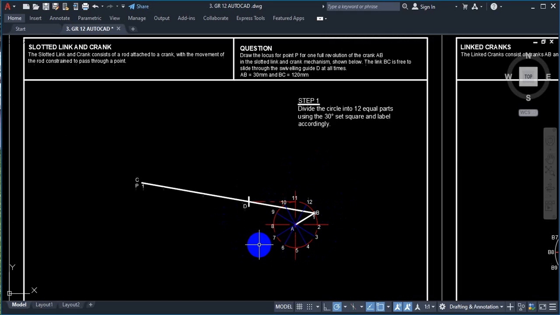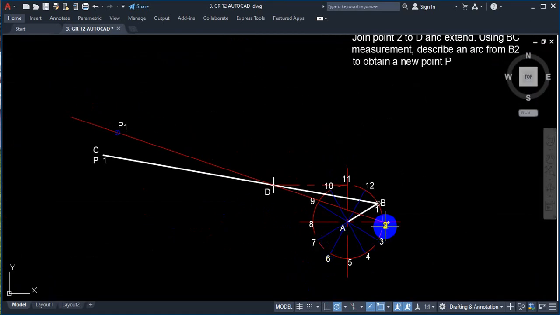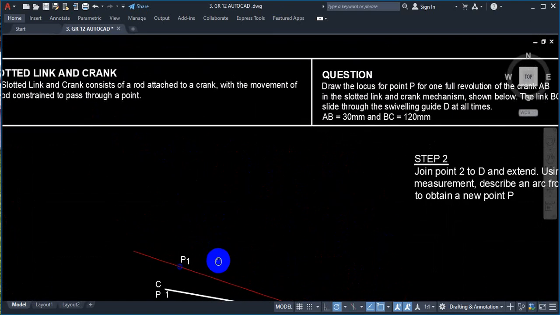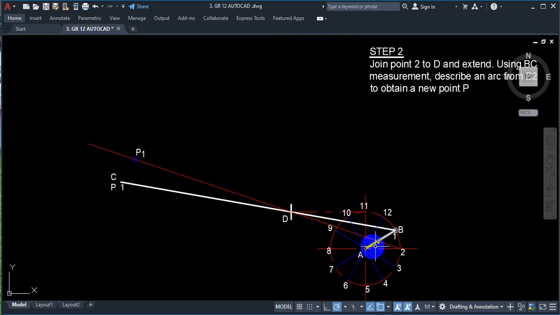That's fine. The next step is to make sure that you draw a line from 2 through D, because it says the slotted link crank consists of a rod attached to a crank with the movement of the rod constrained to pass through a point. From 2, it must pass through this point D, and you take the distance of BP to scribe on the new line.